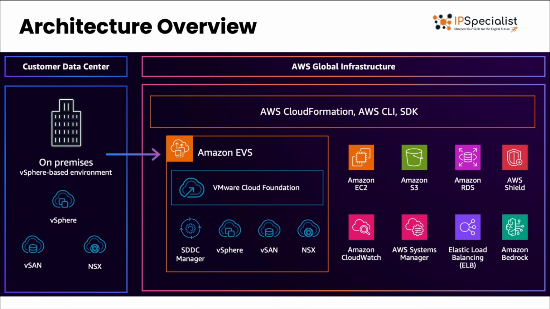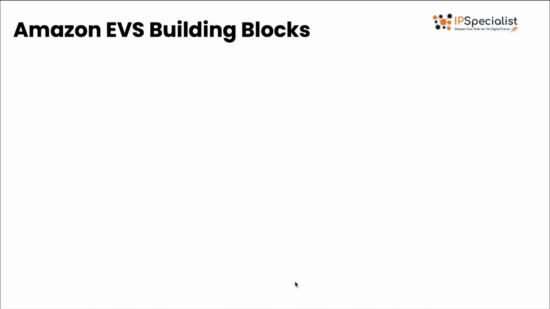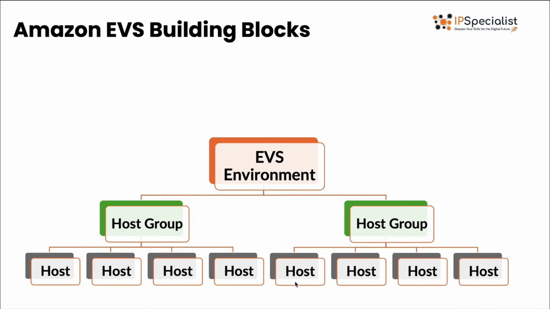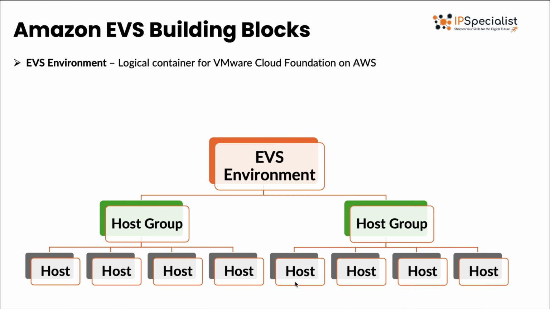Now, let's move on and take a look at the main building blocks of Amazon EVS. Amazon EVS is made up of several building blocks. EVS environment. This is like a logical container that holds all the resources for a VMware Cloud Foundation deployment on AWS. Next is the host group. These define the network and server settings that EVS uses to deploy VMware host.